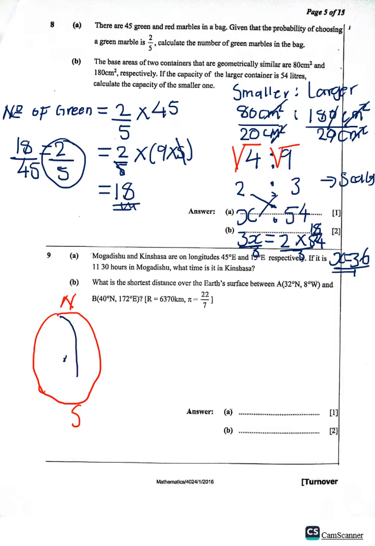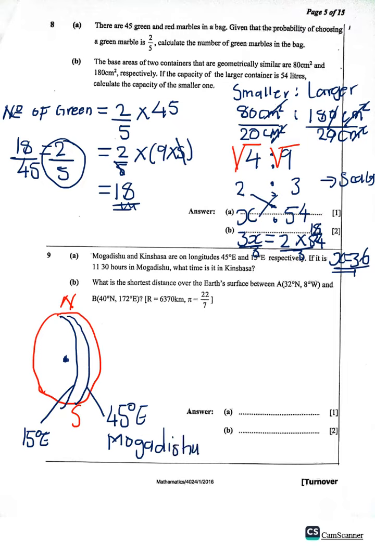So the two longitudes are on the same side because we have been given both east. Now the one with the smallest number should be closer to the center. So this is where our 15 degrees east should be. Then this one we will have 45 degrees east. Now let's go back to Mogadishu. So this one is for Mogadishu. Then this one is for Kinshasa.